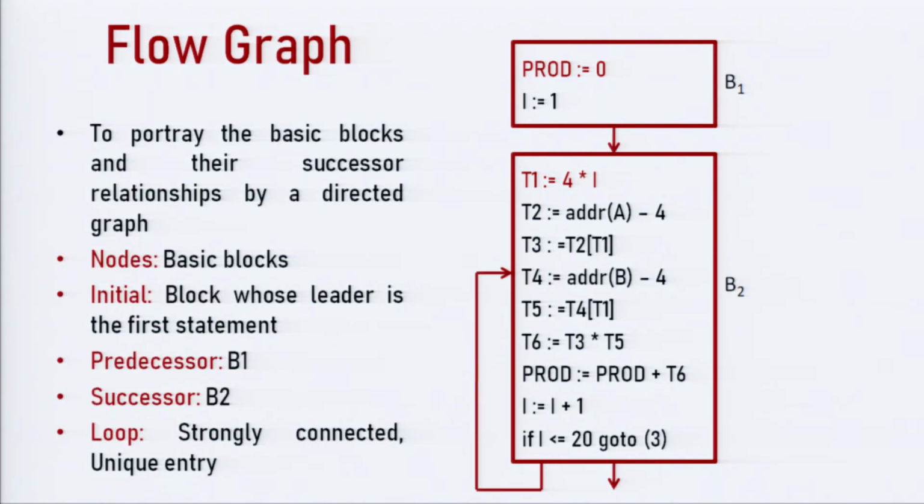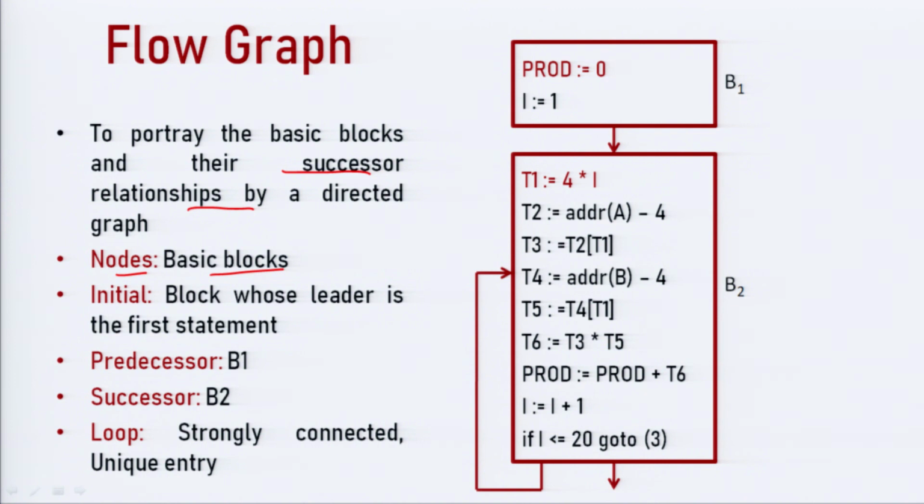Now, next, for doing the data flow analysis, we will draw the flow graph. It is used to portray the basic blocks and their successor relationship by a directed graph. It is just like we will have the nodes and the nodes will be connected through transitions. So, here we will be drawing a directed graph between the nodes. Nodes mean the basic blocks. Blocks will be treated as the nodes and we will mark the transitions between them.